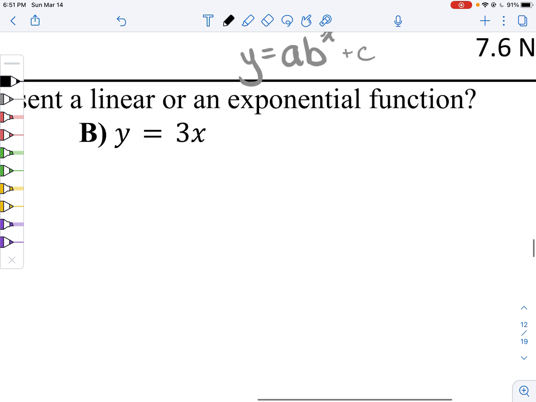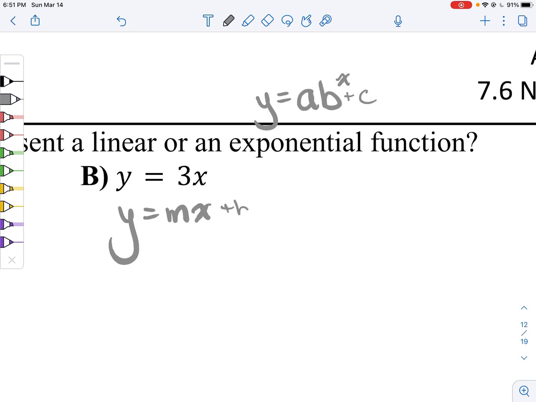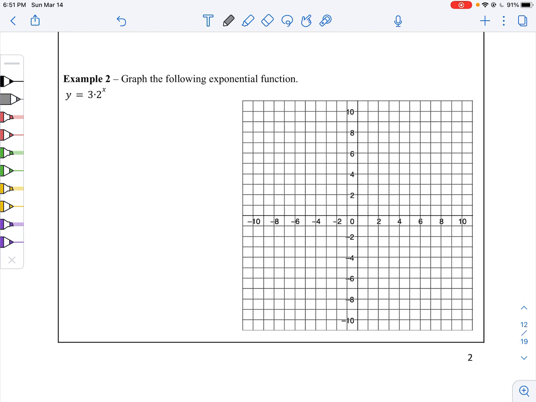Now this guy, is he in the form y equals ab^x? Oh, shooties, my cuties. No, he's not. He's in the form of y equals mx plus b, but b is 0. So that's a linear function because it's y equals mx plus b, which is a line. Yay.